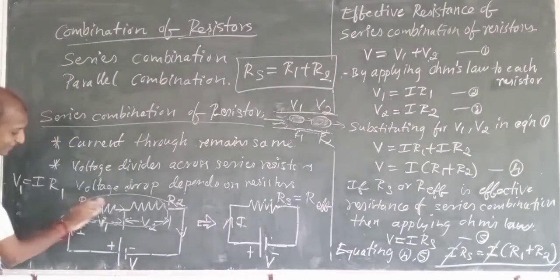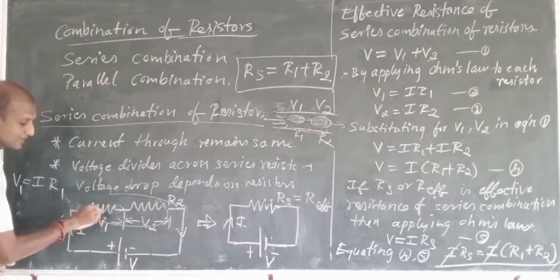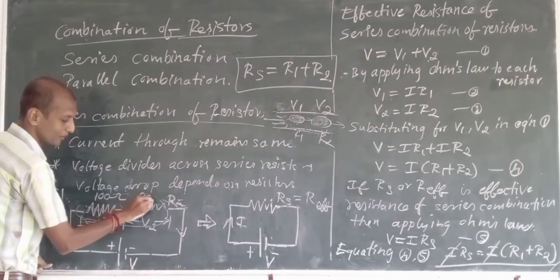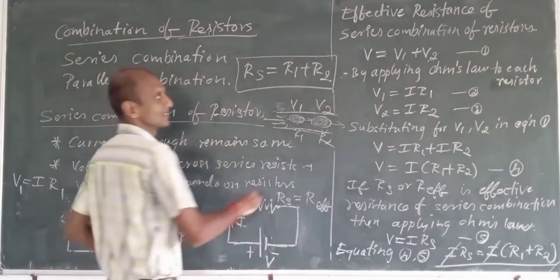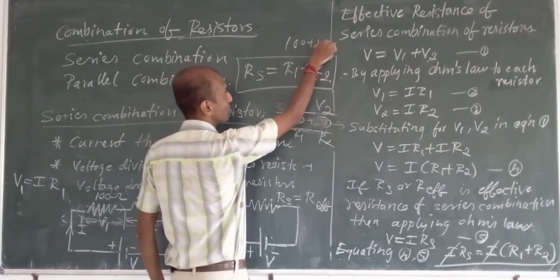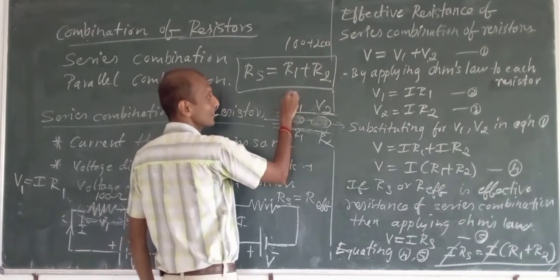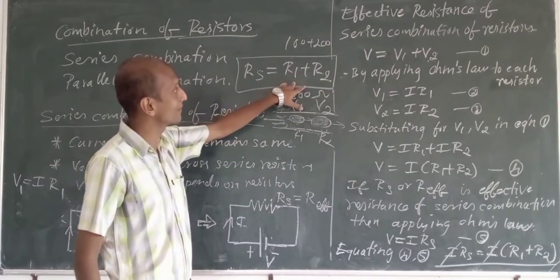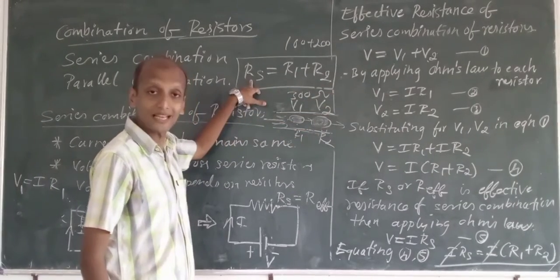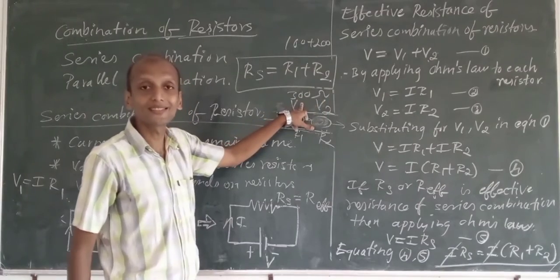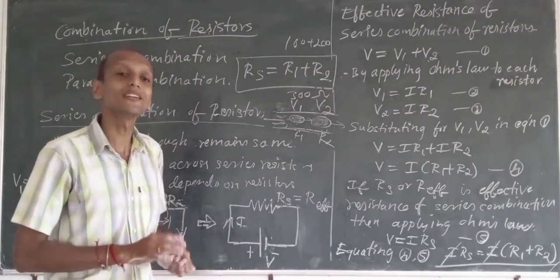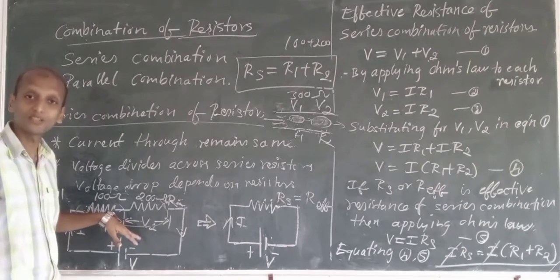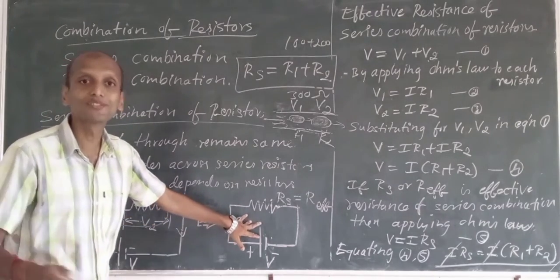For example, if this resistance has 100 ohms, and I have another resistance of 200 ohms, then I can write the total resistance as 100 ohms plus 200 ohms, which is 300 ohms. If R1 is 100 ohms and R2 is 200 ohms, then total resistance Rs is 300 ohms. So finally we can conclude that the total resistance of the series combination of resistances is the sum of individual resistances.